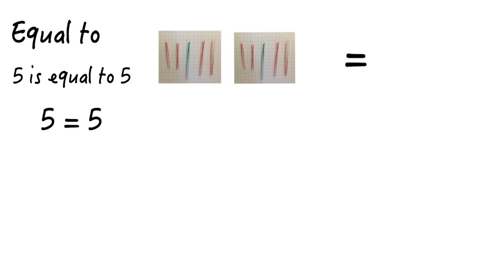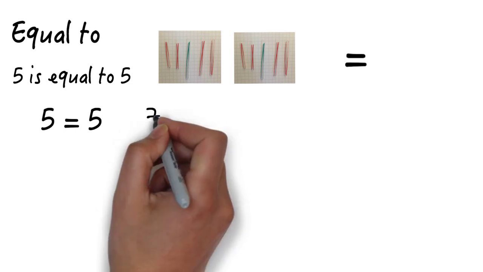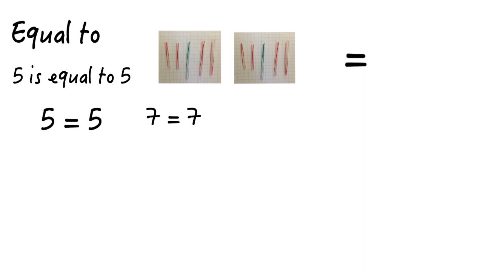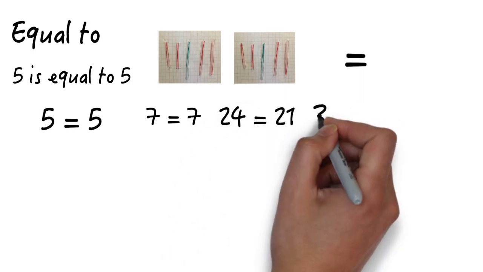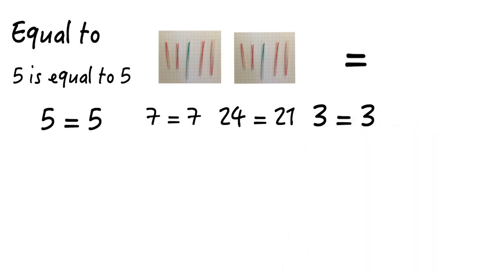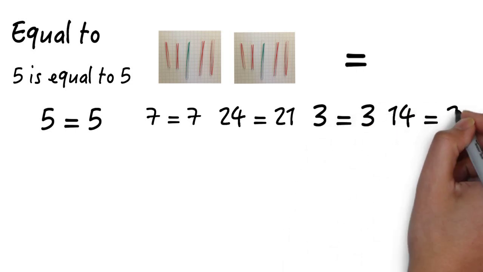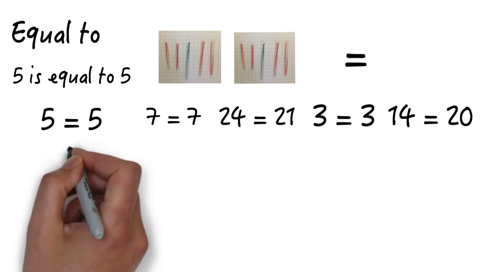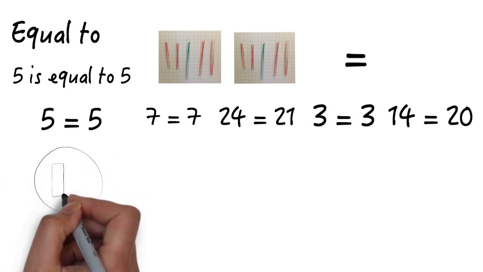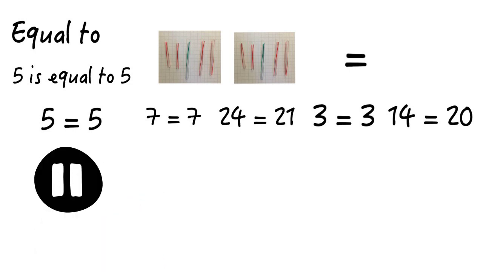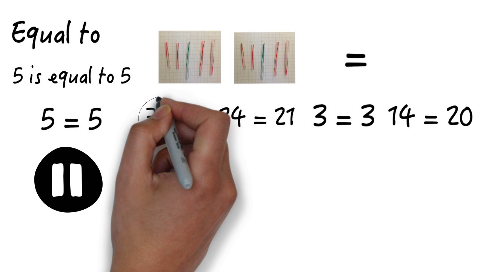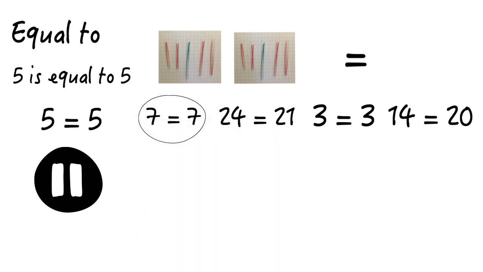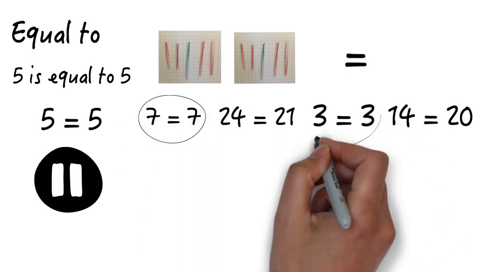Have a look at these different numbers and see which ones are equal to others. Have I got them right or have I got them wrong? 7 is equal to 7. 24 is equal to 21. 3 is equal to 3. And 14 is equal to 20. Hit pause so you can have a think. If you got it right, you can see that 7 is equal to 7 and 3 is equal to 3.